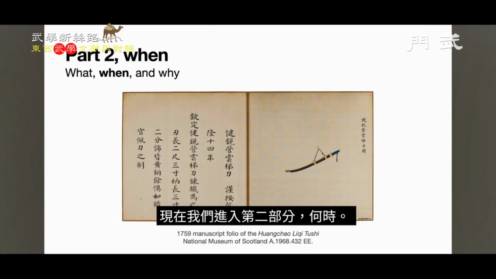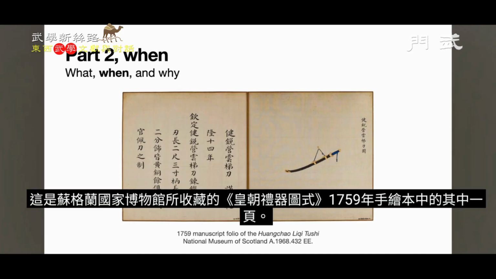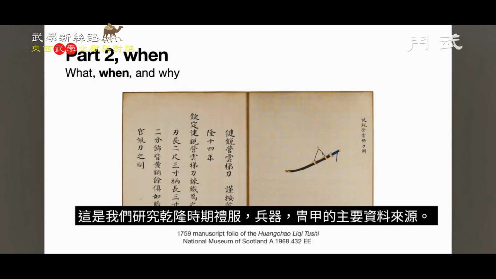Now we've arrived at part 2, the when. When did these changes start? It's interesting to see that these changes seem to all be related to a single year. Here we have a page from a 1759 manuscript of the Qianlong Tushe in the National Museum of Scotland. This is a hand-drawn manuscript that was later published as a woodblock edition in 1766. It is our main source for ceremonial regalia and arms and armor of the Qianlong period.